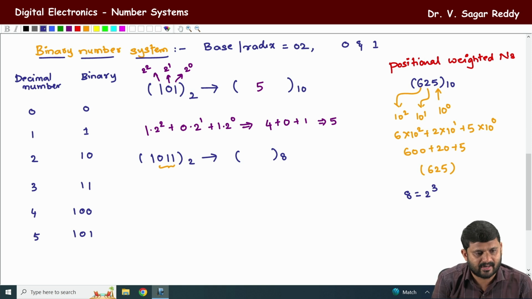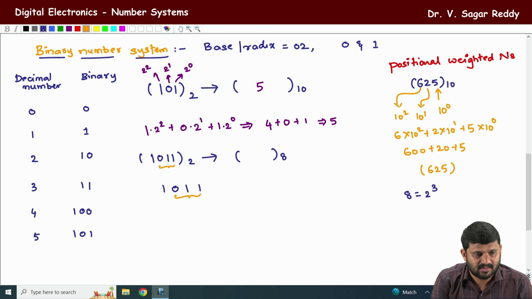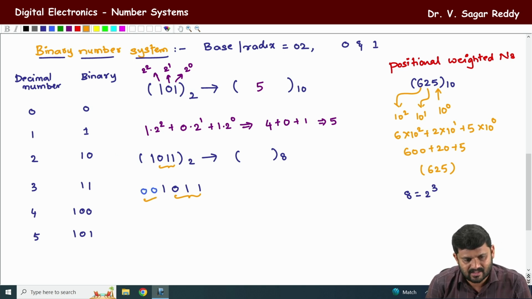Now I'll write this: 1011. I consider these 3 digits as one digit in the octal number system, and the remaining digits as one number. Add 2 more zeros, then I'll consider these 3 bits as one digit. So what is the equivalent number here? 0 1 1, this is 3, and this is 1. So 13 is the equivalent octal number for the given 1011. So here we can convert binary to octal.